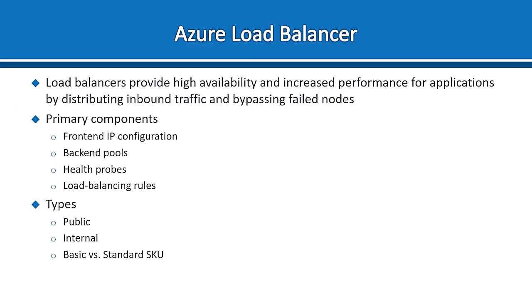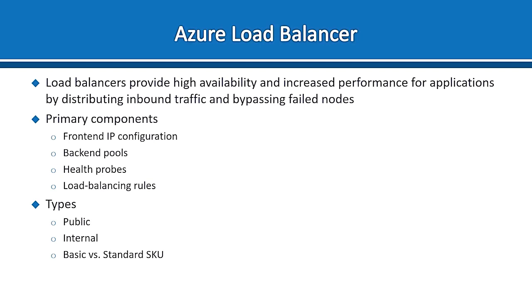Other ways we can control the traffic flow is through load balancers. Load balancers provide high availability and increased performance for applications, and they do so by distributing inbound traffic as well as bypassing failed nodes. So load balancing in general is just going to take incoming network traffic and pass it to multiple back-end systems in a particular order, right? And then if one of those systems is down, then that system can be bypassed. So clients or other servers are only accessing the public IP address of the load balancer, and they are not actually accessing the internal devices.